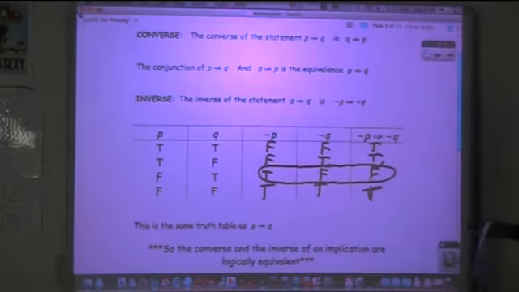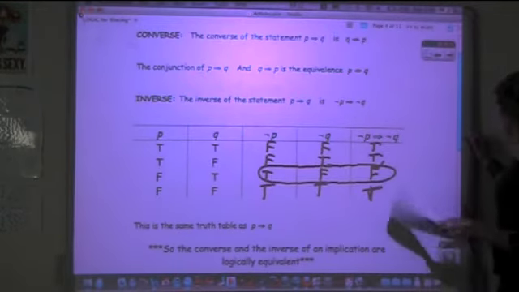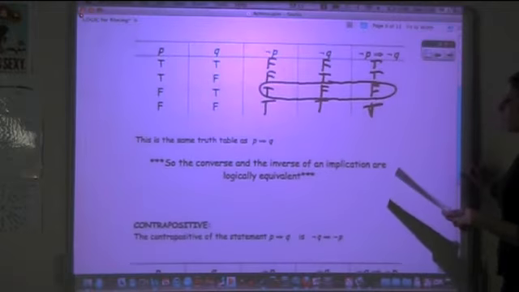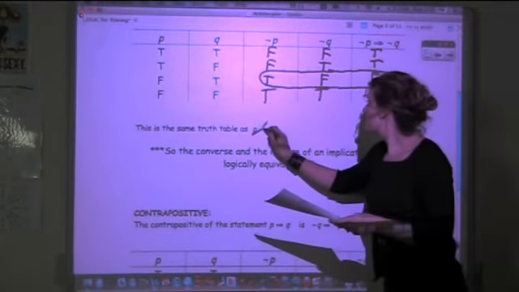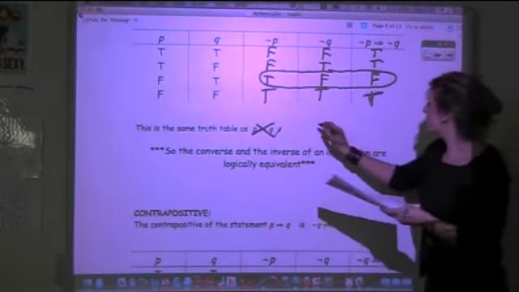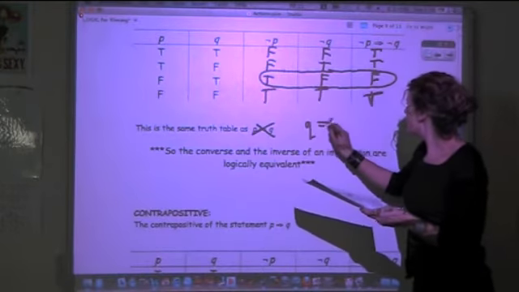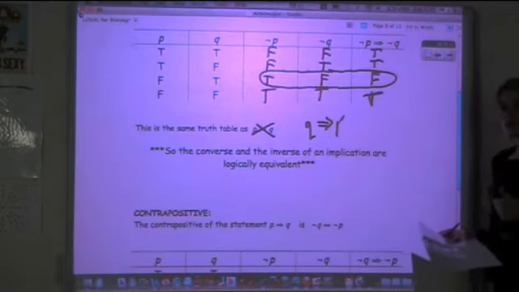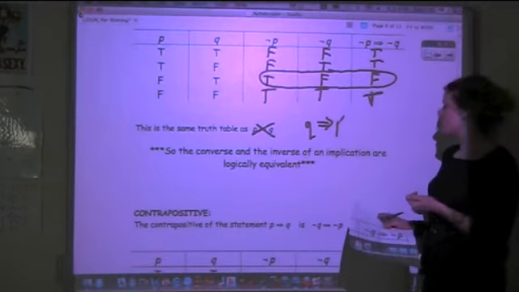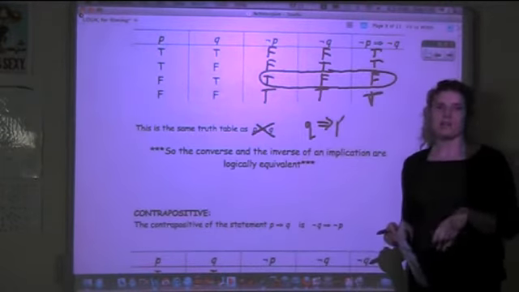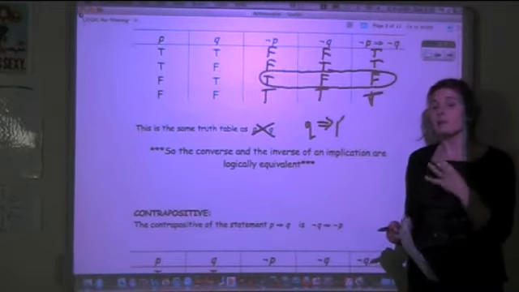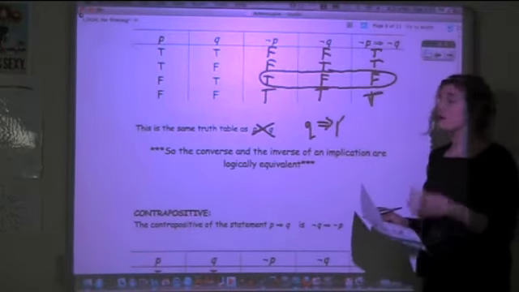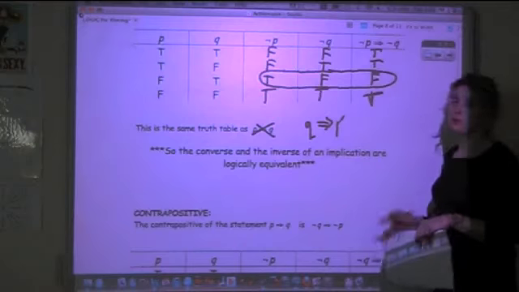And if you have a look back, that is actually the same truth table as, I'm just going to cross that out because that's not correct, Q implies P. So the converse and the inverse of an implication are logically equivalent. That means they both have the same true, false column in your truth table.